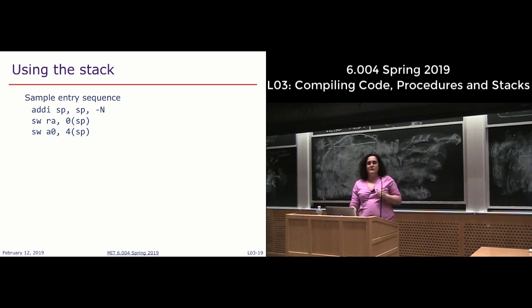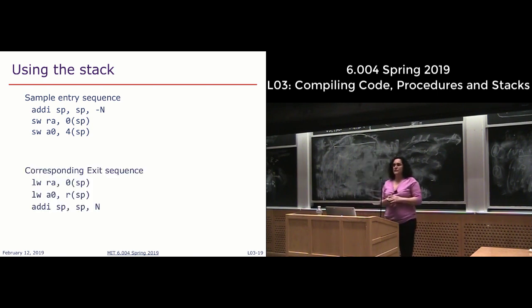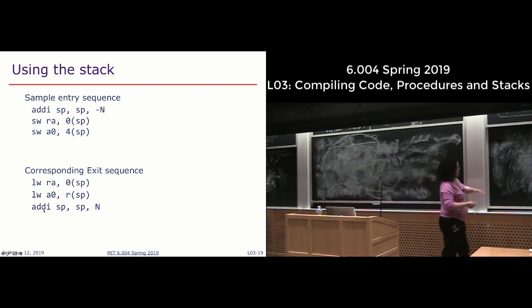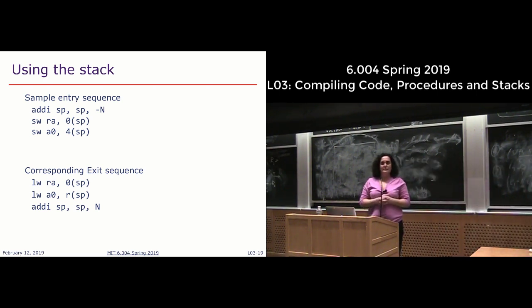Now, when I finish executing my procedure, I have to do exactly the reverse, because we need to make sure to give the stack back in exactly the way we received it. So how do I do that? First, I'm going to restore the registers that I saved. So I'm going to grab the value of RA from location 0(SP), the value of A0 from location, sorry, that should say 4(SP), and then I'm going to increment the stack pointer to go back to its original location. And so when I'm done executing my procedure, the stack looks exactly the way that it looked before. Okay? Any questions about that?